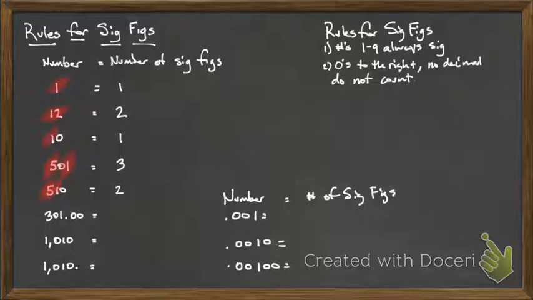But the number 501, because that 0 is in between 2 significant numbers, because they're numbers 1 through 9, we count the 0. So zeros between numbers 1 through 9 are significant.